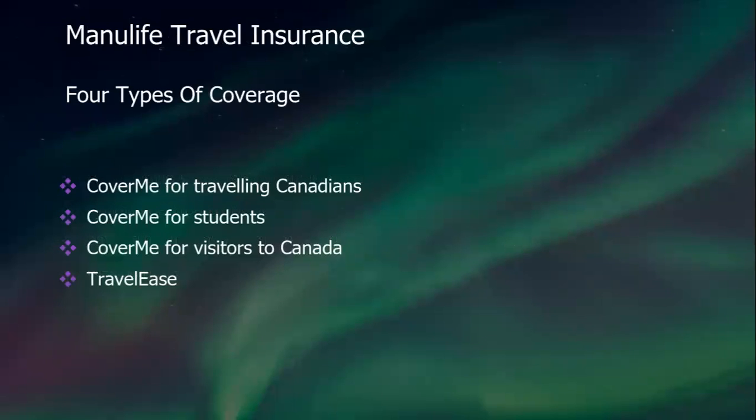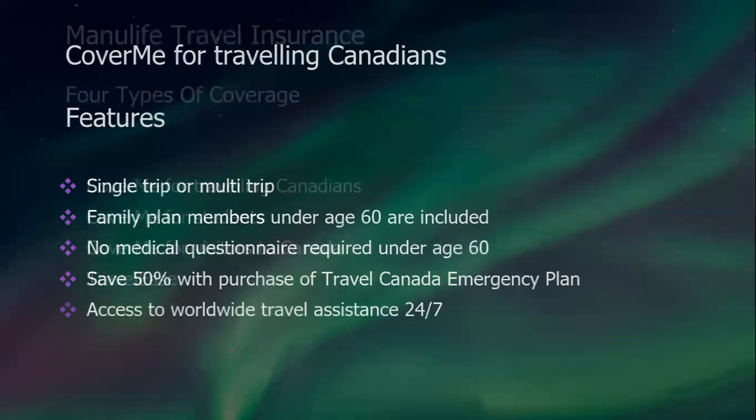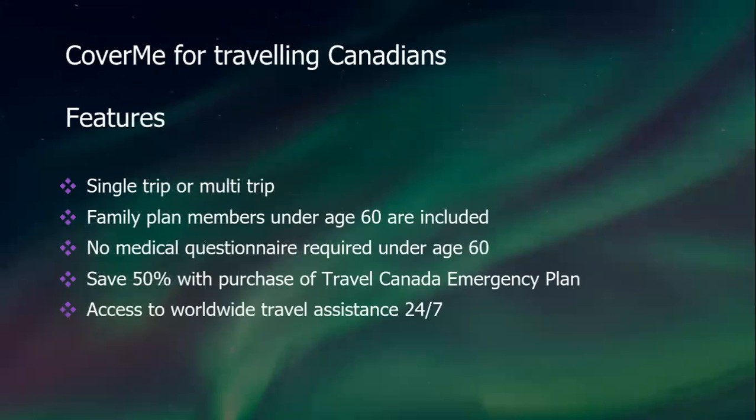So Manulife offers 4 types of travel insurance coverage. There's CoverMe for traveling Canadians, CoverMe for students, CoverMe for visitors to Canada, and Travel Ease, which is for Canadians who have pre-existing medical conditions. Probably the most common of all of their packages is the CoverMe for traveling Canadians.